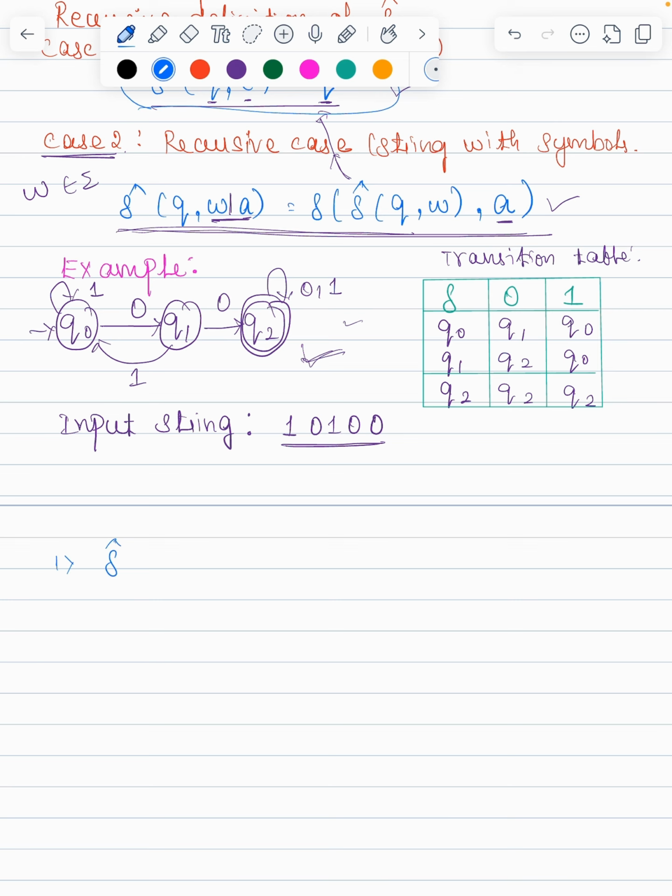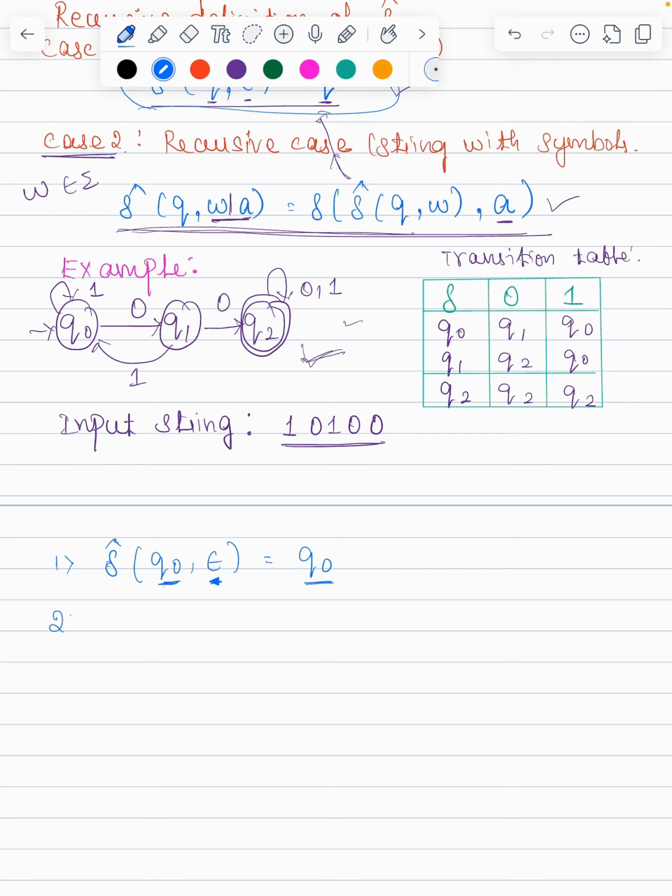Shall we write like this: delta cap of, what is the initial state here, that is q naught, and there is no input symbol read. If so, it would remain in the same state. The extended transition of this indicates the current state, and this indicates the current input symbol, and the right hand side indicates the resultant state. We are in the state Q0 and my current input symbol is epsilon. After processing it, I am ending up with the resultant state, which is Q0. Since this is the base case, we are supposed to start from this.